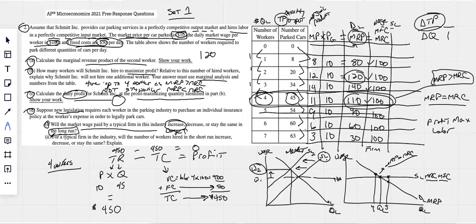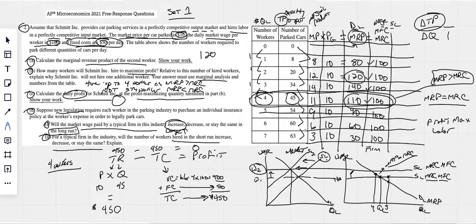Easy enough. All right. Number two, for a typical firm in the industry, will the number of workers hired in the short run increase, decrease, or stay the same? So recognize that this is our firm. If that wage goes up, now that wage is our supply of labor curve. It is our marginal revenue cost curve. It is the marginal factor cost curve, right?